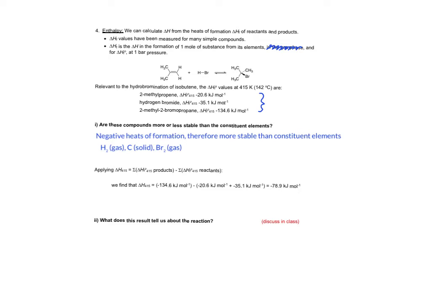We can then take the sum of the heats of formation of products subtracted by the sum of the heats of formation of reactants and determine a value that matches very closely to that measured by calorimetry. For the class meeting, please come prepared to discuss what this information tells us about this reaction.